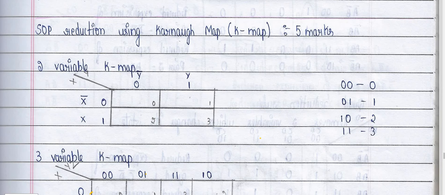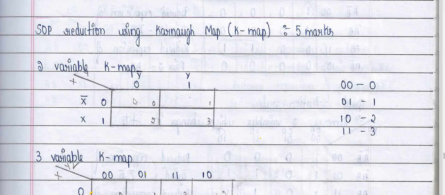SOP reduction using Carnot-Map or K-Map. What is SOP? Sum of product. That is, sum of minterms is the SOP. In SOP we are using minterms. For reducing SOP using Carnot-Map, first we can consider how to write the two variable K-Map.